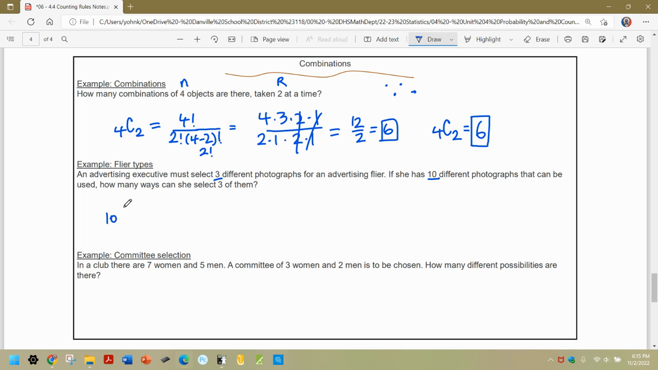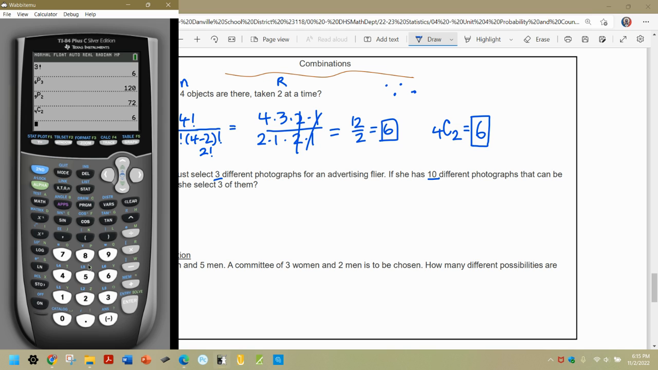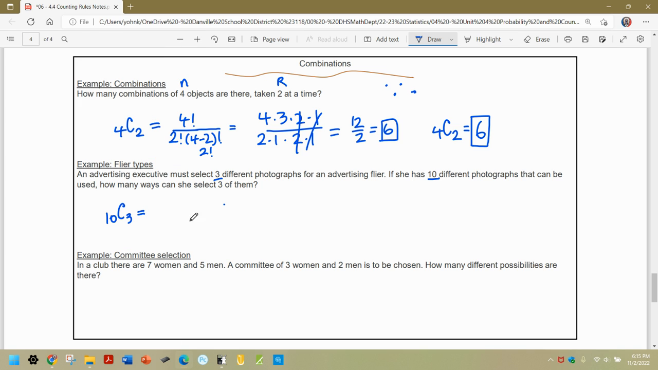So I have 10C3. And if I do 10C3 on my calculator, sounds like C-3PO, I get that there are 120 different ways. That answer keeps coming up a lot. So 120 different ways that she can select 3 of them.